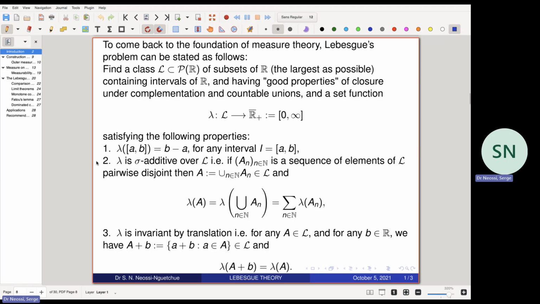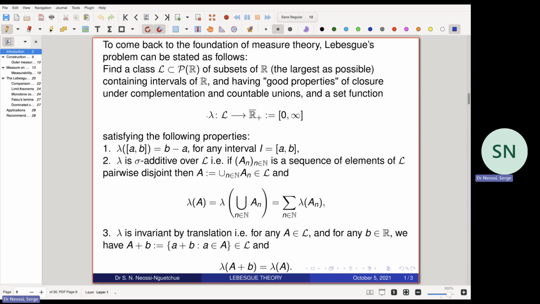So to come back to the foundation of measure theory, Lebesgue's problem can be stated as follows. Find the class L, which is a subset of the power set of R, containing intervals of R and having good properties of closure under completion, complementation and countable union, and a set function lambda defined from L into R plus bar, which is an extension of the real line. So it should satisfy the various conditions. So this set function lambda should satisfy the following properties.